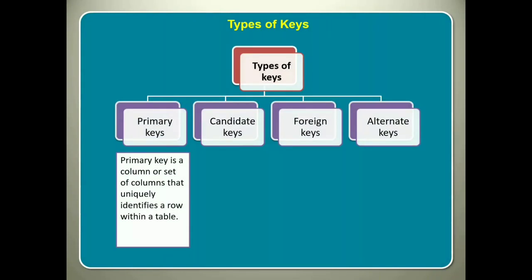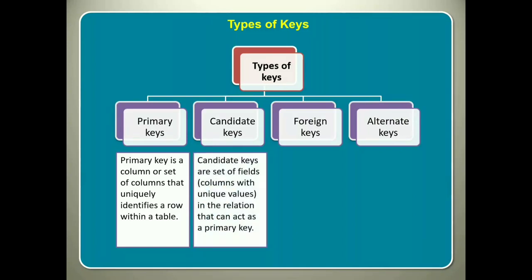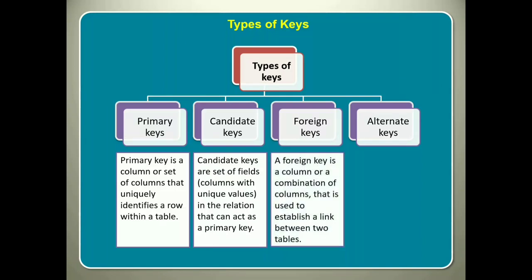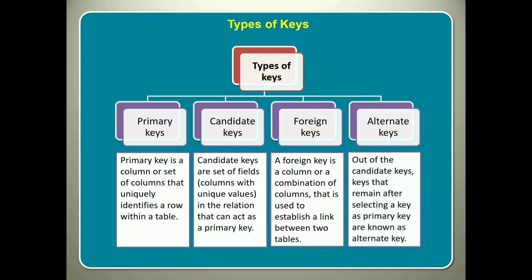Primary key is a column or set of columns that uniquely identifies a row within a table. Candidate keys are set of fields, columns with unique values in the relation that can act as a primary key. A foreign key is a column or a combination of columns that is used to establish a link between two tables. Out of the candidate keys, keys that remain after selecting a key as primary key are known as alternate key.